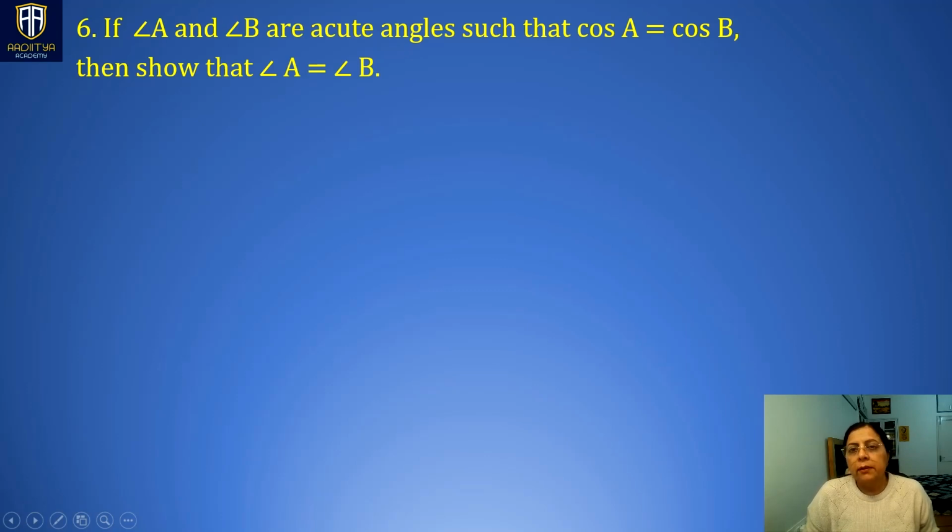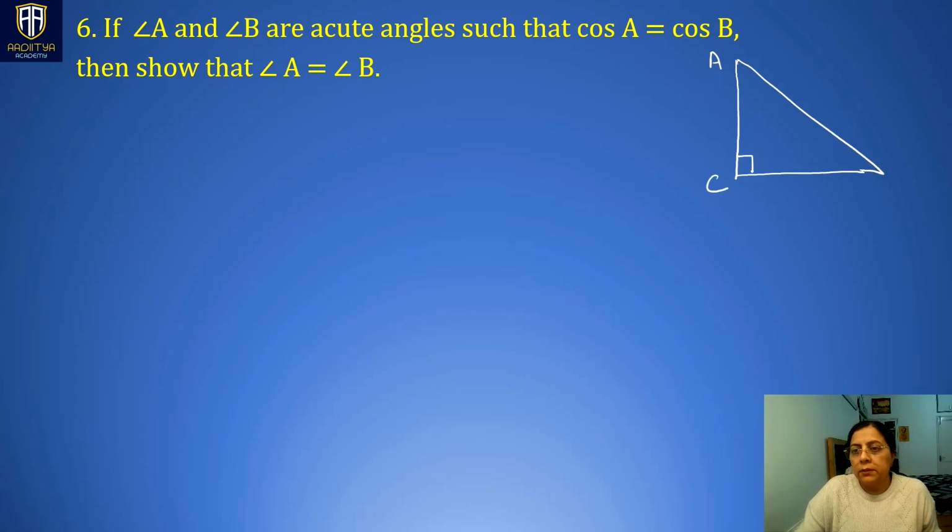Next question is: angle A and angle B are acute angles such that cos A is equal to cos B. Then show that angle A is equal to angle B. So here what we can do is, we are not given that they are in the same triangle or in different triangles. So let me solve this by using, let C be the right angle in this case.